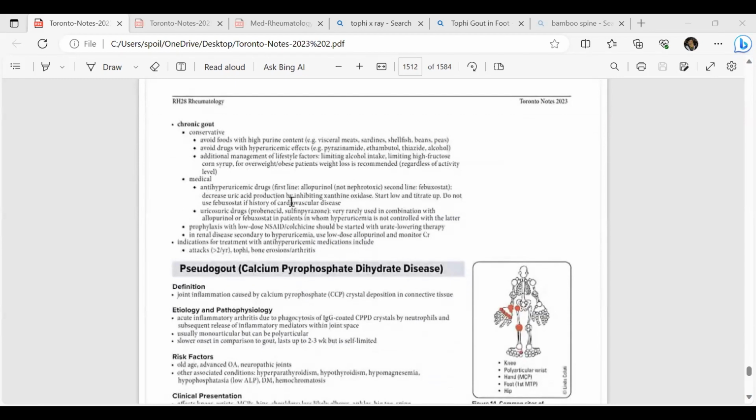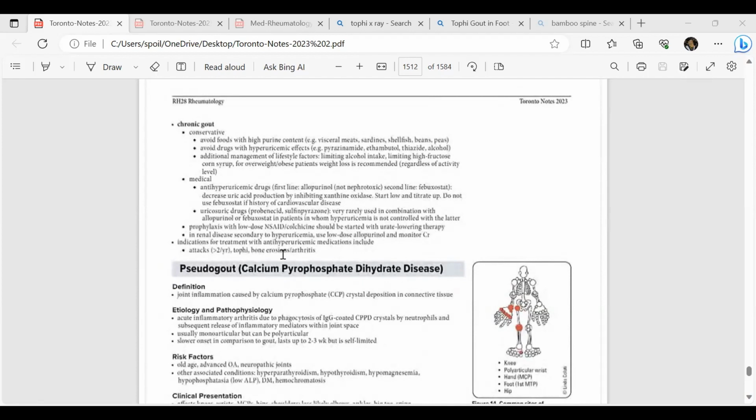Allopurinol decreases uric acid production by inhibiting xanthine oxidase. Start it, then titrate up. Probenecid and sulfinpyrazone are rarely used, so I don't think the things that are rarely used need to be learned in depth. Prophylaxis with low-dose steroids, NSAIDs, and colchicine should be started along with urate-lowering therapy.